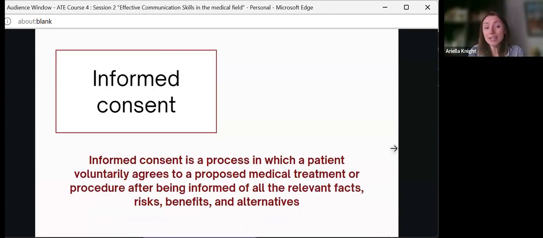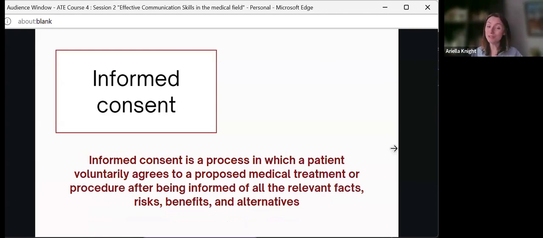Informed consent. Informed consent is something that is extremely important in the United States as well as other countries. But I know the United States the most, so that's my example. Informed consent is a process in which a patient voluntarily agrees to medical treatment or procedures after being informed about risks, benefits, and any existing alternatives.